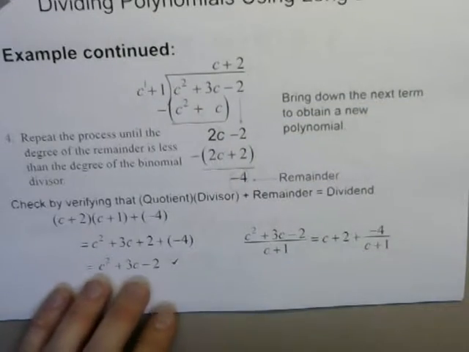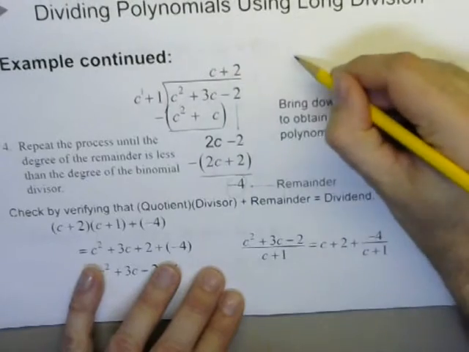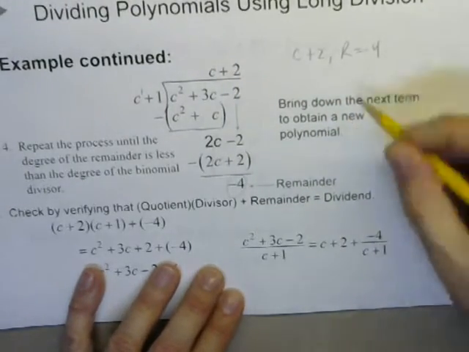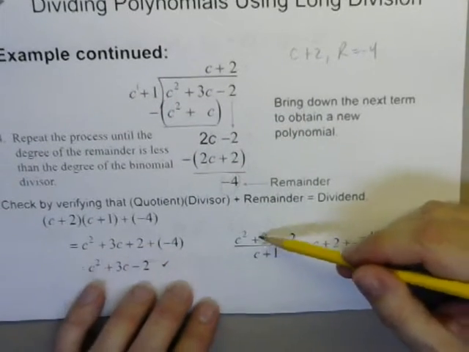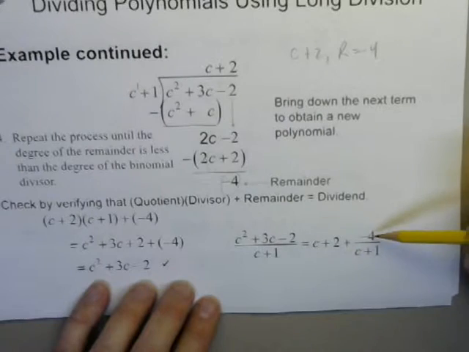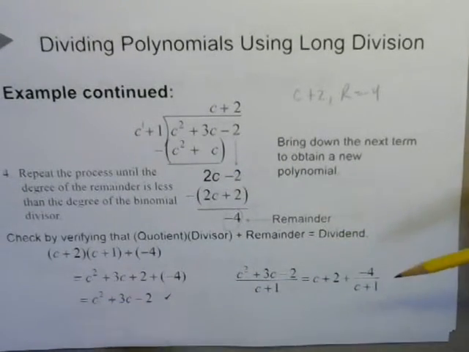And again, you can write the answer in a couple different ways. Like I said, you could say the answer, here's your quotient. You could say the answer is c plus 2 with remainder equal to negative 4. Or I think what's better is writing the original fraction as your quotient plus your remainder over the thing you're dividing by, right? Divided by the divisor.